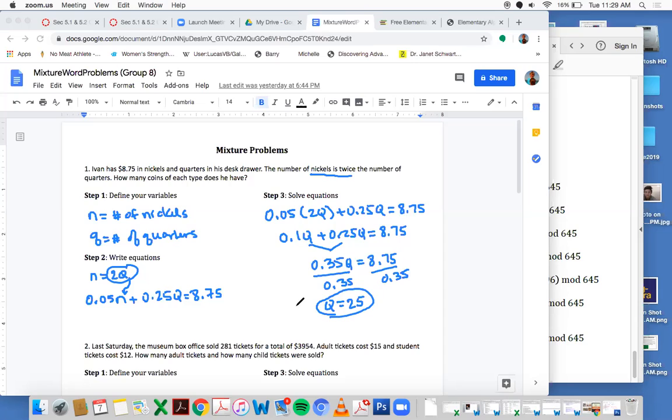Okay, so 25 quarters in the jar or in his desk drawer. All right, but we are not finished because we also want to find what N is. So we go back to there and say N is 2 times 25. So N gives me 50. So there's 50 nickels. So 25 quarters and 50 nickels in the drawer. All right. Any questions with that?